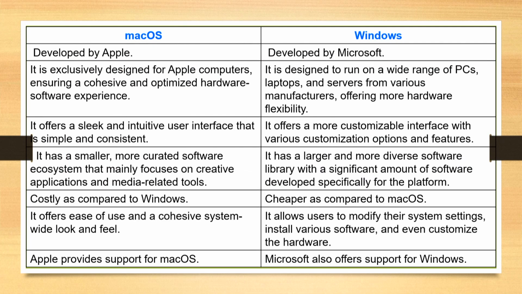Another popular operating system you might have heard of is the Mac operating system. So what's the difference between Mac and Windows? Mac is developed by Apple, whereas Windows is developed by Microsoft. The Mac operating system is exclusively designed for Apple computers, whereas Windows is designed to run on a wide range of personal computers, laptops and servers from various manufacturers. So it offers more hardware flexibility as compared to the Mac operating system.